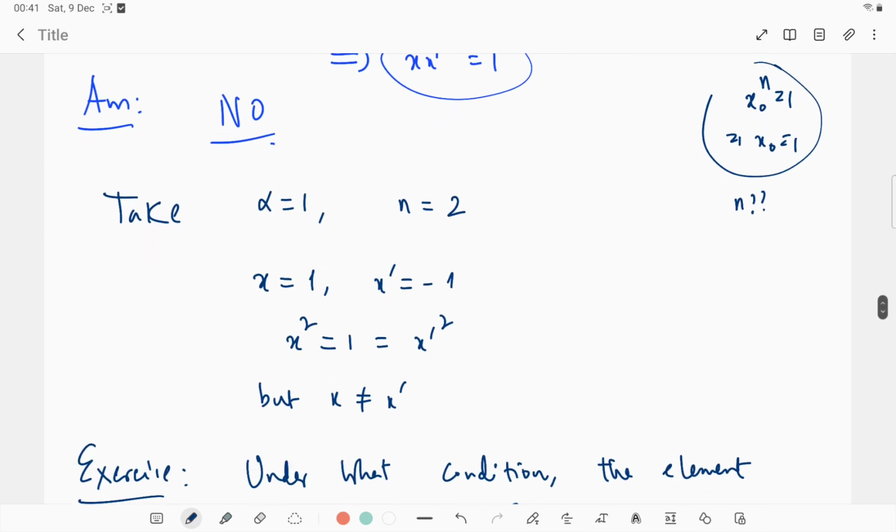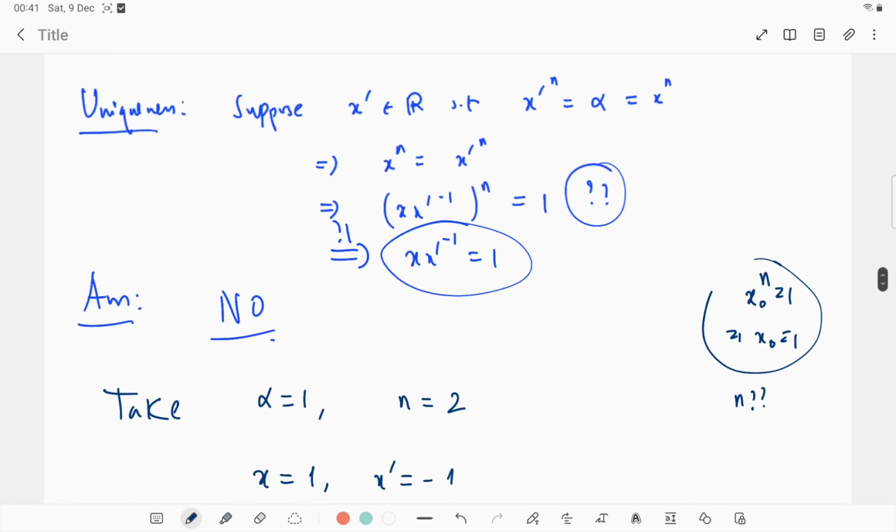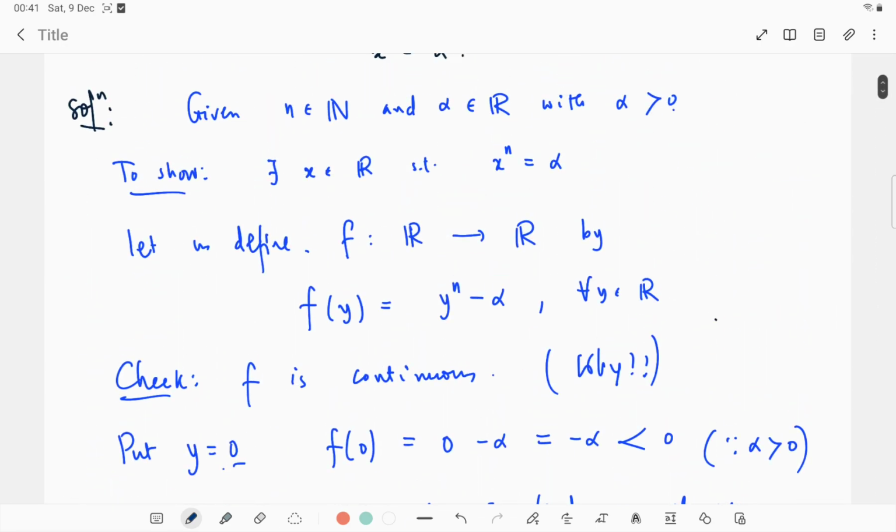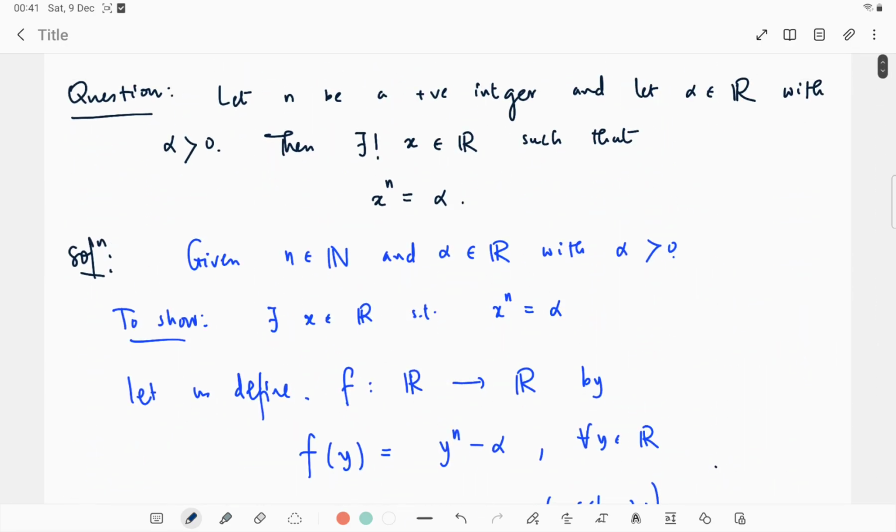Okay, so this is one approach to prove the existence of the nth roots of a positive real number. Okay, so see you in the next lecture.